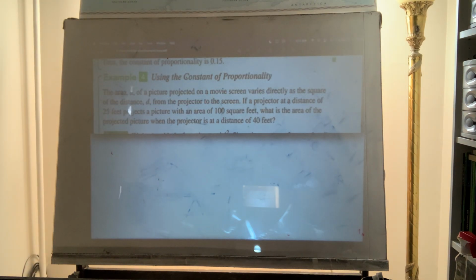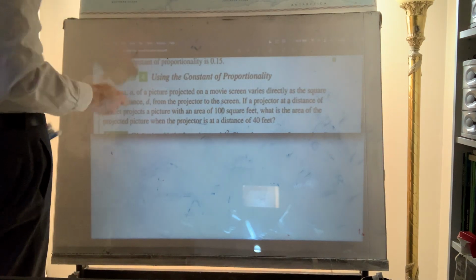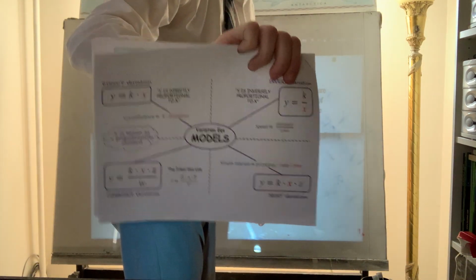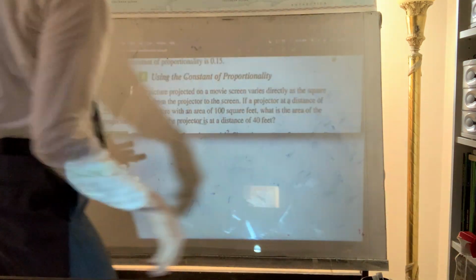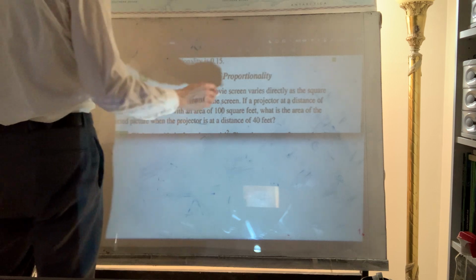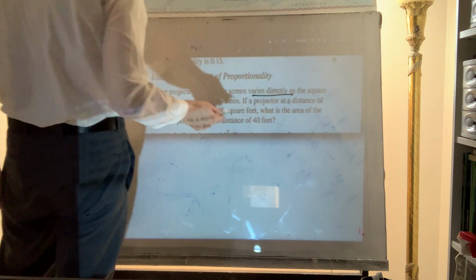Okay. The area A of a picture projected onto a movie screen varies directly as the square of the distance d from the projector to the screen. All right. Even without reading anything else, remember, we have these models that we can refer to. We have a frame of reference that is established. It's saying this much: varies directly as.